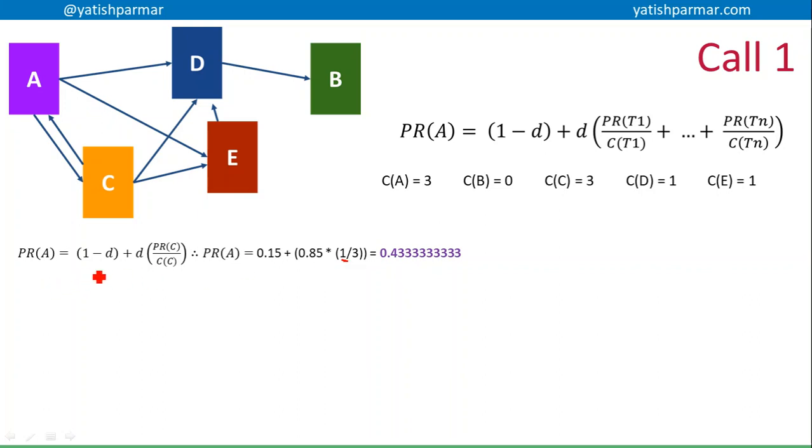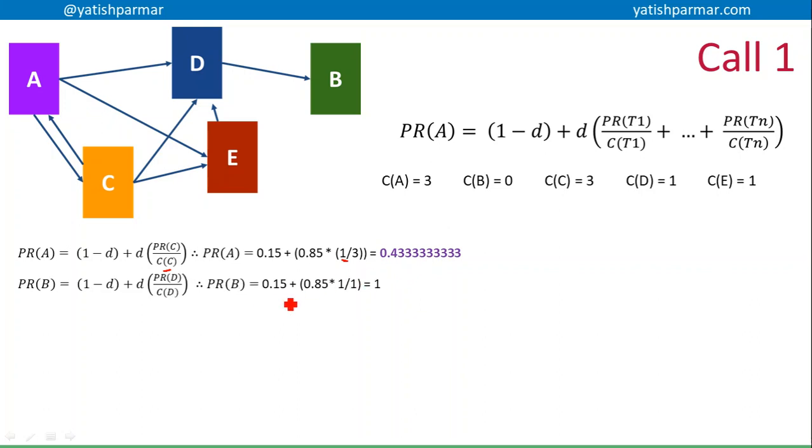In this case, d is 0.85 as specified in Google's original paper, by Sergey Brin and Larry Page. The rank of C therefore is 1. The count of C was 3 because C is linked to 3 pages. So therefore, in this case, I can work it out and get a rank of page A of 0.43333.